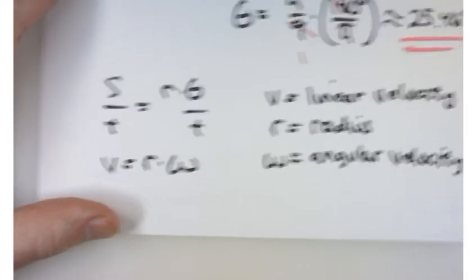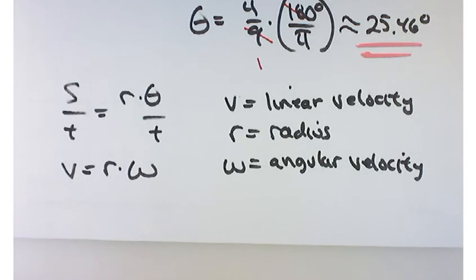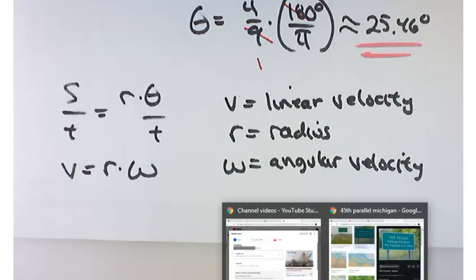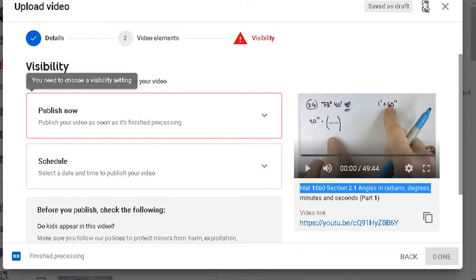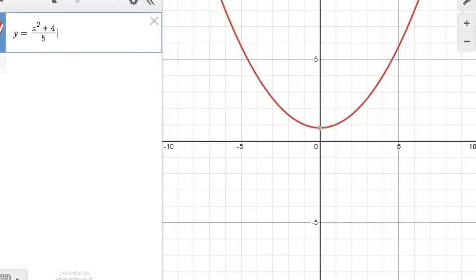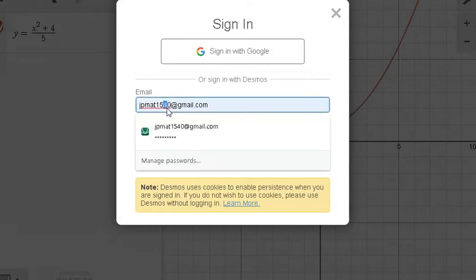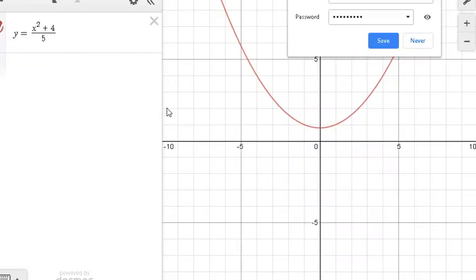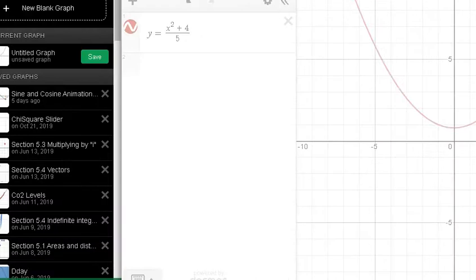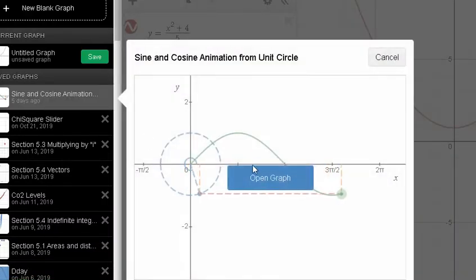That's how fast your angle is changing in units of time, or degrees per unit of time. Let me see if I can't come up with a quick little demo on that. One of the things I use a lot is Desmos, and I think I've got something here that can do that. Sine and cosine animation.